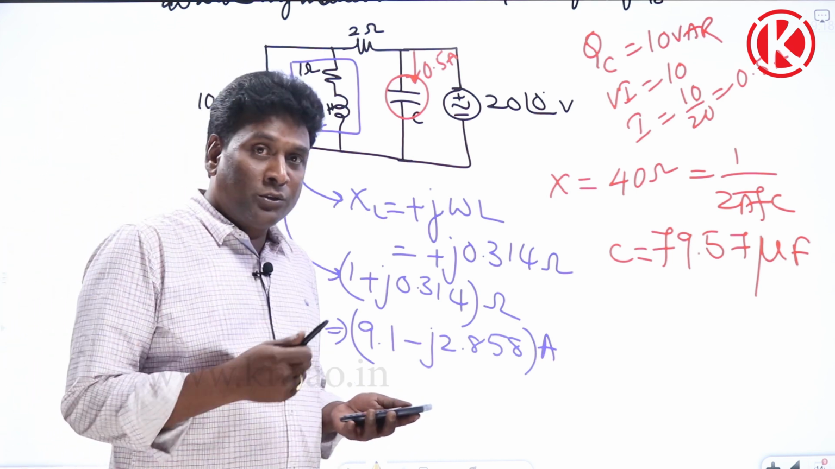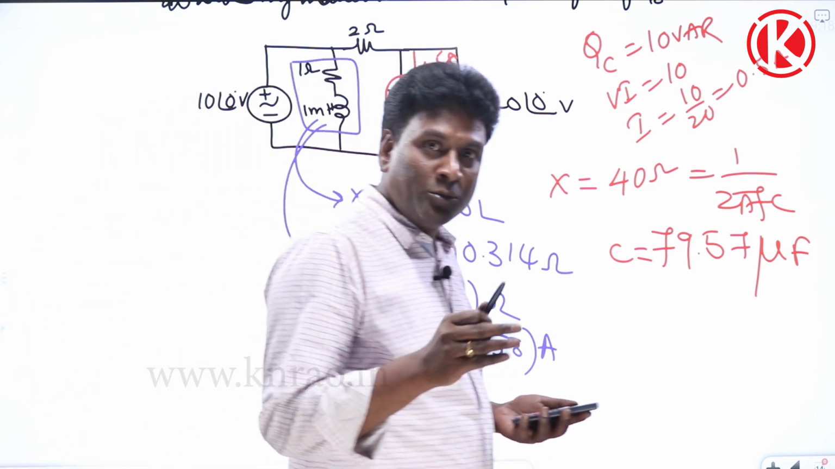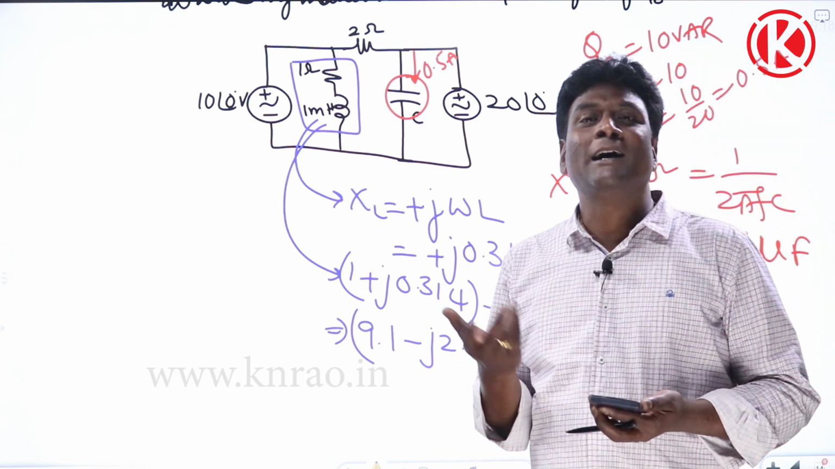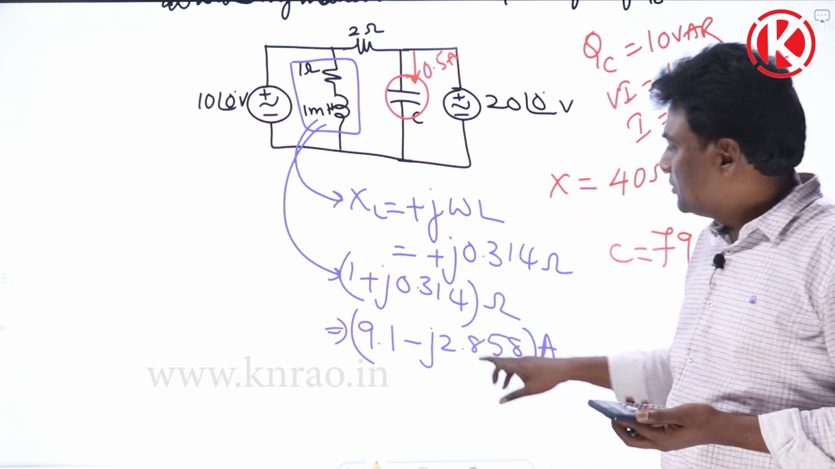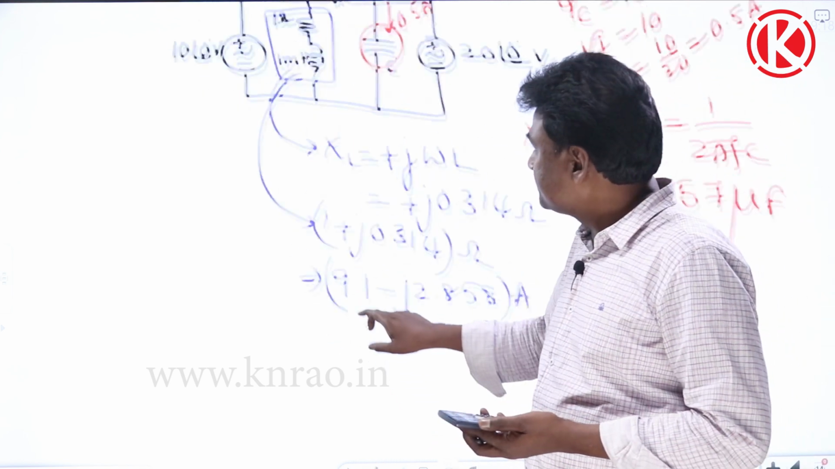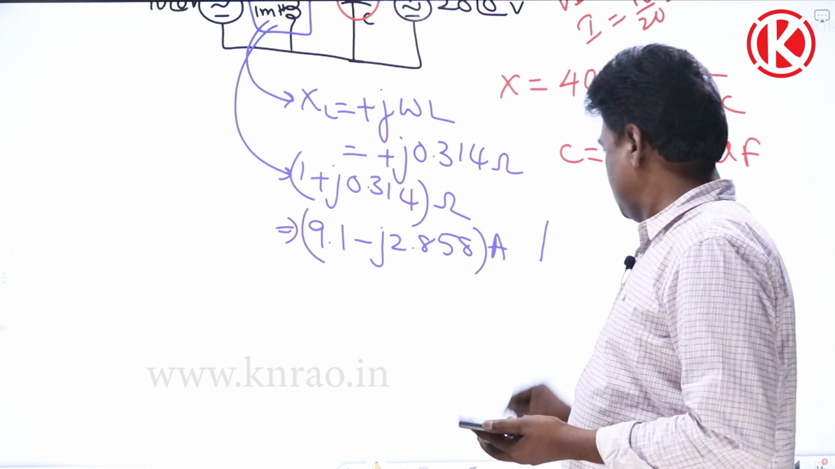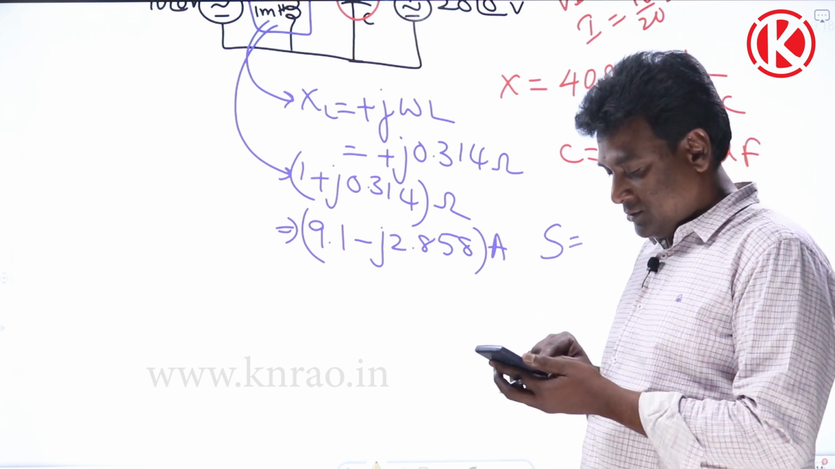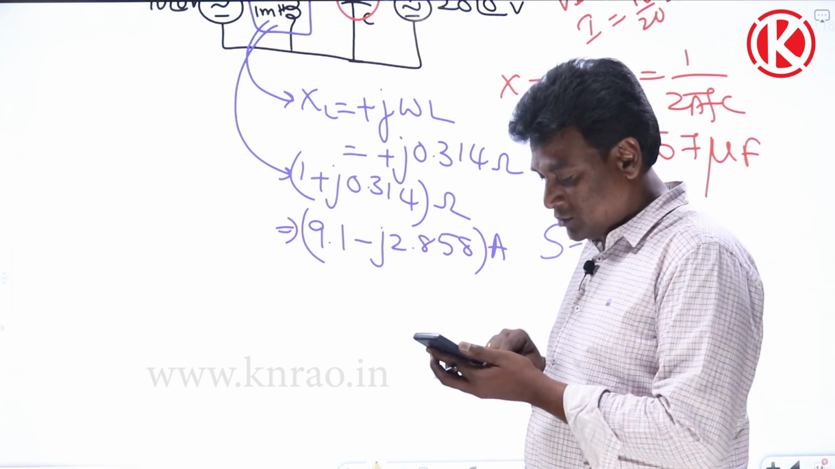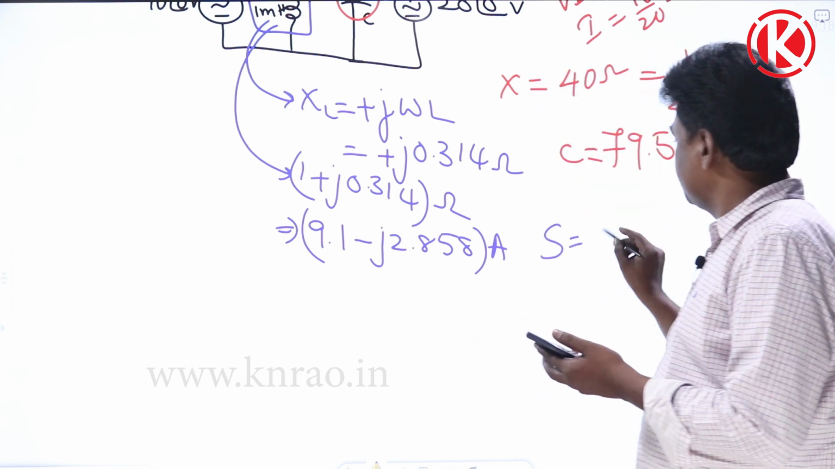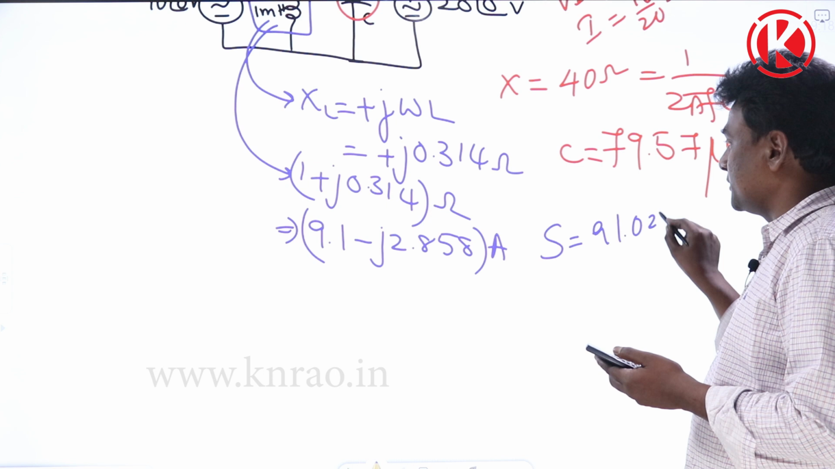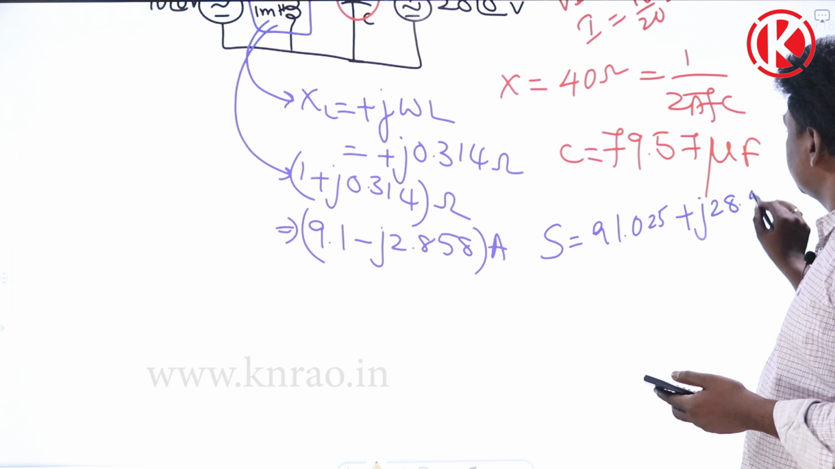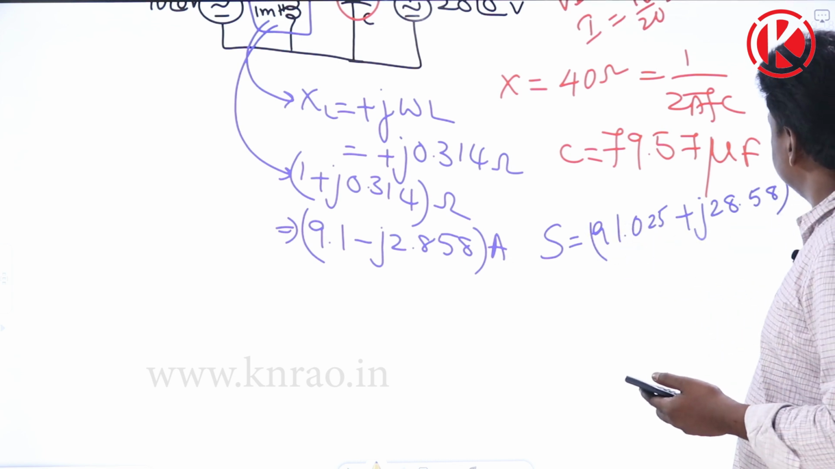Because already we know, right, with respect to inductance, if you have inductive reactance plus resistance, current will lag. But in order to calculate complex power, VI complex conjugate will come. Okay, so ultimately, let me write here. Total apparent power absorbed is going to be VI complex conjugate. So this into 10 volts, right? So this is going to be 91.025 plus j28.58. This is so much VA.